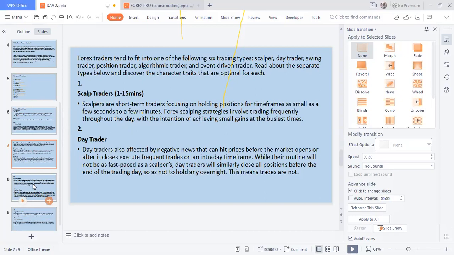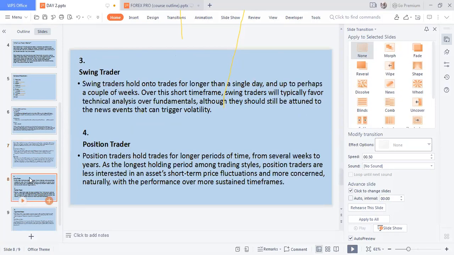Who is a swing trader? Swing traders are traders that hold on to positions for a very long time. And why I don't like swing trading is they always have a whole lot of trades in the market. If you read a bit further, you will see that they said swing traders hold on to trades for longer than a single day, which is not so right.